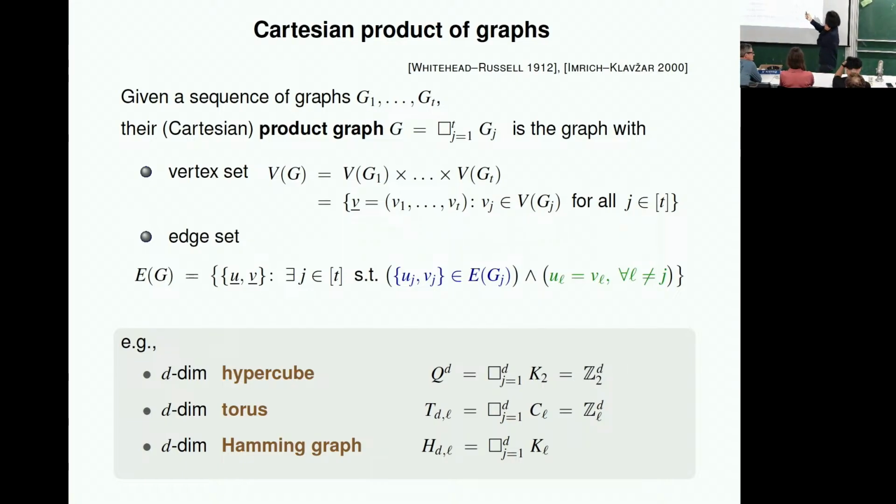So what am I doing? The vertex set itself is a Cartesian product of the vertex sets. In other words, it has a coordinate system. A vertex consists of V1 through Vt, where each Vj comes from the jth base graph. And then what is the edge set? Two vertices are adjacent if there is a single index j such that uj and vj are an edge in the jth original base graph, and the other coordinates are all equal.